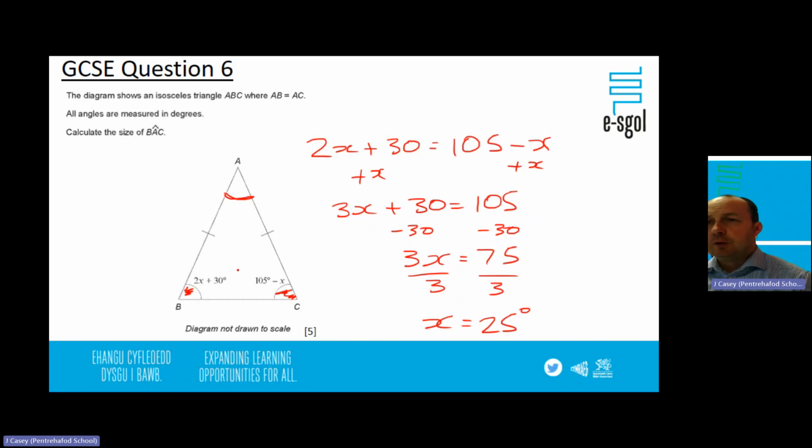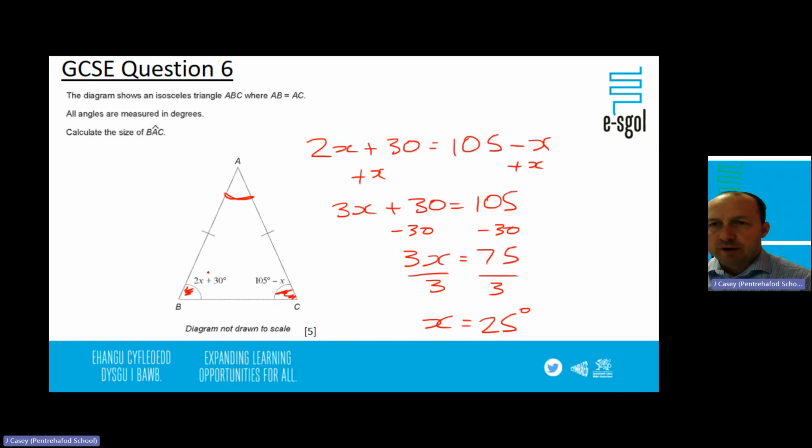Now you've got to be careful in this situation because the value of x is 25. That's not the answer to the question. It would certainly get you quite a few marks out of the 5 that are being awarded, but it wouldn't get you the full marks. So we need to work out these two bottom angles. So let's have a go.